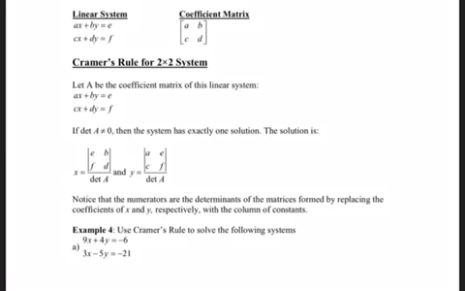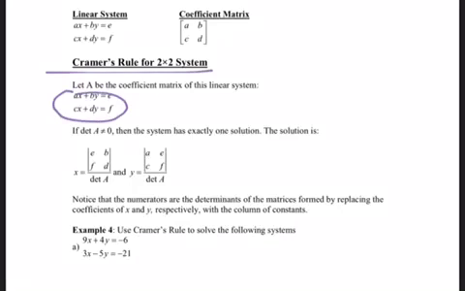Alright, so we're going to continue with our look at matrices and determinants. We have learned how to find a determinant for a 2 by 2 and a 3 by 3, and now we're going to learn how to use determinants to solve a system of equations. And we're going to use something called Cramer's rule. So we'll start with Cramer's rule for a 2 by 2 system, meaning ones that look like this.